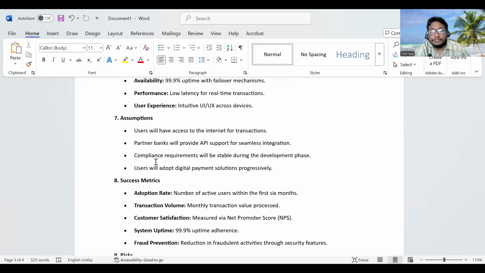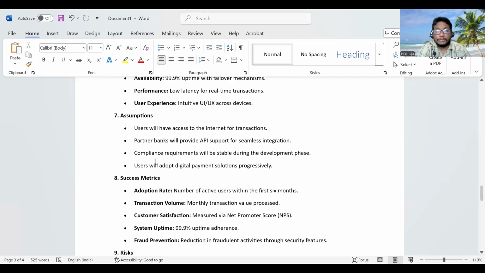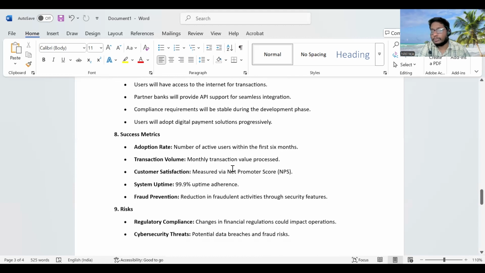Compliance requirements will be stable during the development phase. Okay, so rules may change or may not change. We don't know, right? But we are assuming that the regulations and rules will be the same throughout the process of building the app. Like when we are in the process of building the app, the rules will not be changing. So we will be assuming things. Users will adopt digital payment solutions progressively. Okay, these are the assumptions.